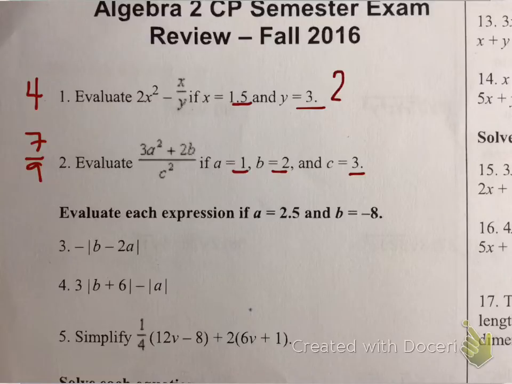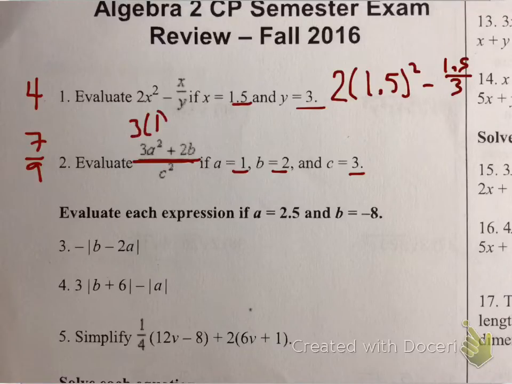So like if you type in 2 parentheses 1.5 squared minus 1.5 divided by 3 and press enter, you would get an answer of 4. On this one, press Control Divide to get this fraction symbol, and then you would say 3 times 1 squared plus 2 times 2 over 3 squared, and you press enter and you'll get 7/9.